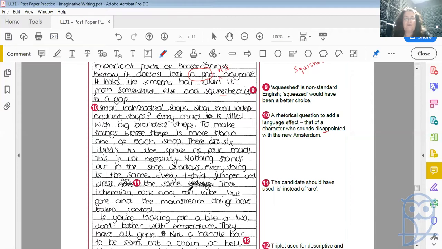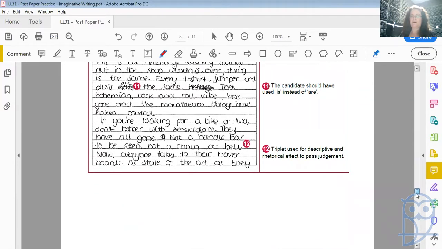The bohemian rock and roll vibe has gone, and the mainstream things have taken control. Okay, so we are definitely in a futuristic setting, where things are less individualized. If you're looking for a bike or two, don't bother with Amsterdam. They have all gone. Not a handlebar to be seen, not a chain or bell. And here the triplet, or the list of three technique, is used for descriptive and rhetorical effect to pass judgment. Not a handlebar to be seen, not a chain or a bell.